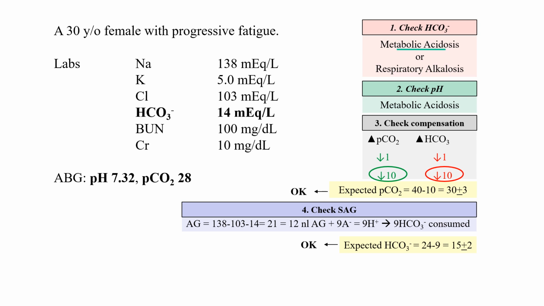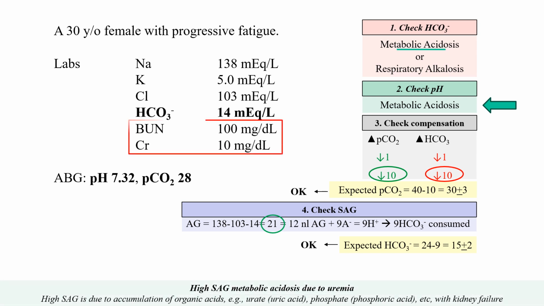Final answer. Because the serum anion gap is 21, which is considered high, because normal serum anion gap is 12 plus or minus 2, we can say patient has a high anion gap metabolic acidosis. In this case, the high gap metabolic acidosis is most likely from uremia, given that patient has a blood urea nitrogen of 100 and creatinine of 10.